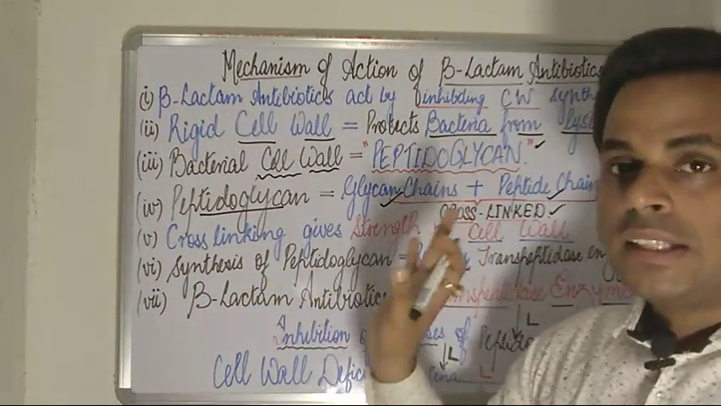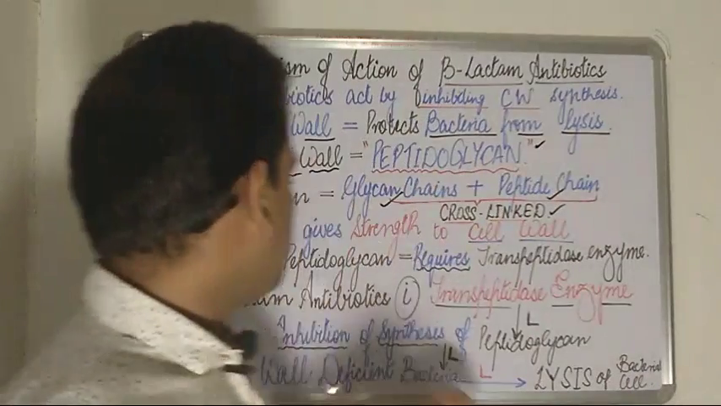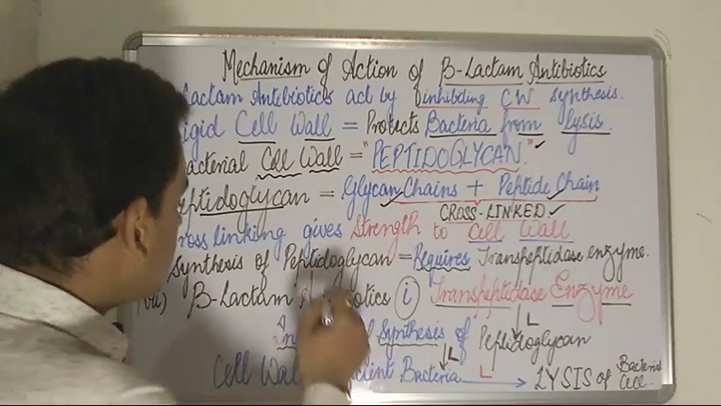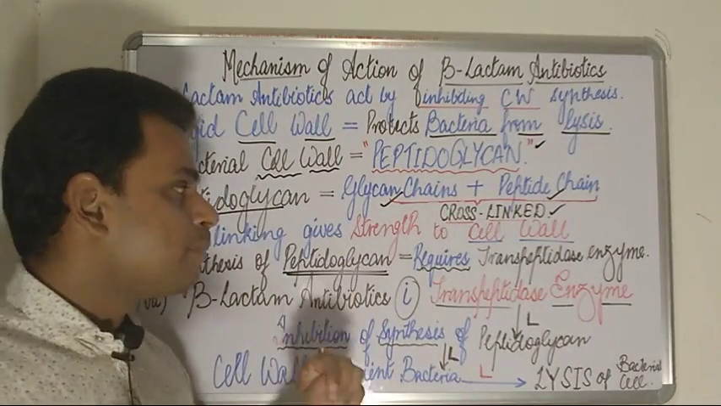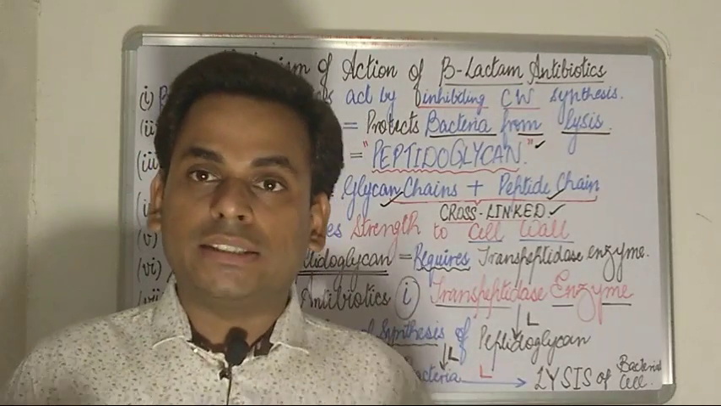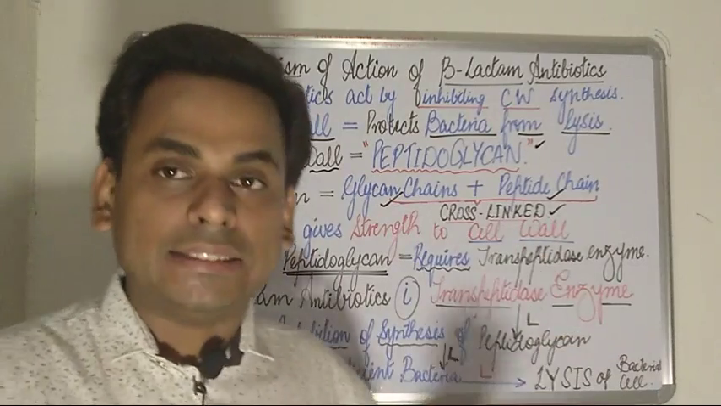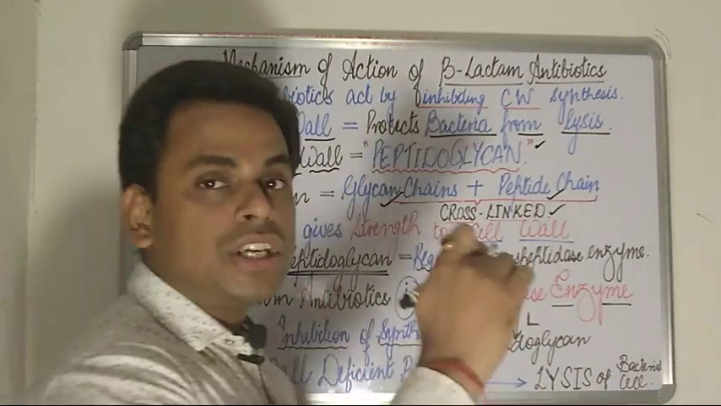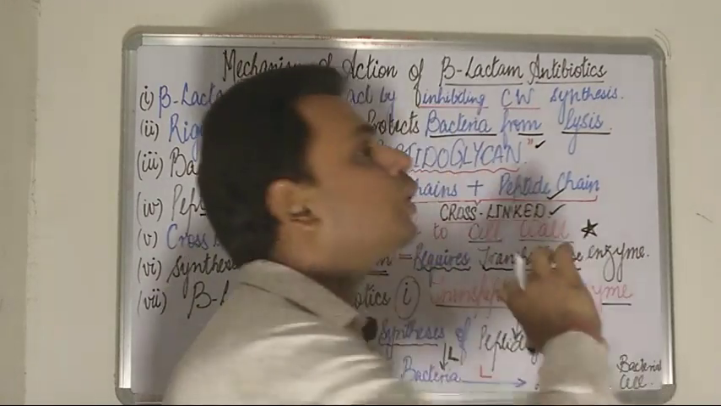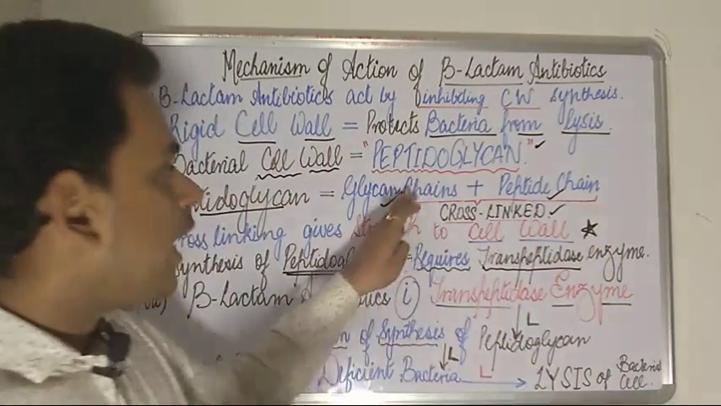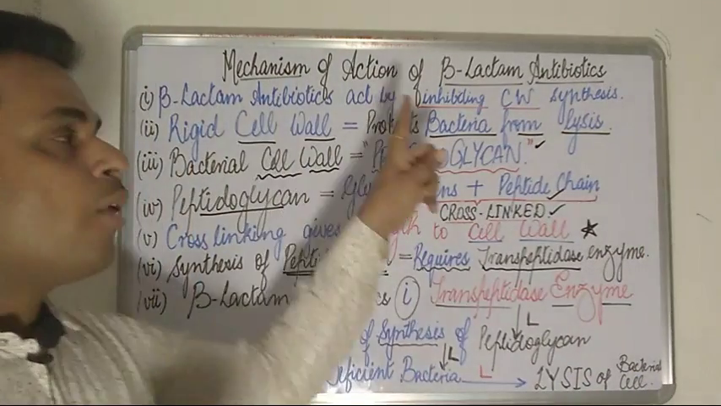Moving on to the next point, this cross-linking provides the strength to the bacterial cell wall. And students, do remember that the synthesis of this peptidoglycan requires an enzyme called the transpeptidase enzyme. This is the key enzyme responsible for the cross-linking of the glycan and the peptide chains of the peptidoglycan.